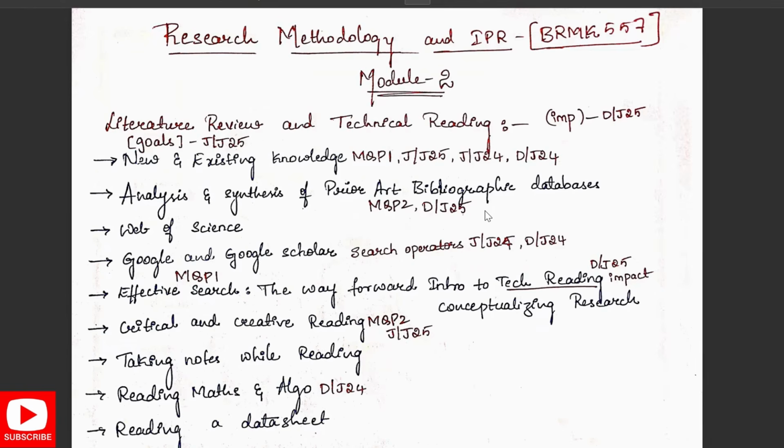This video is for 5th semester's Research Methodology and IPR subject, code BRMK557. This is common to all the branches, and we will be starting now with module 2, module 2 part 1 video. These notes are prepared based on the syllabus along with the repeated questions collected from the model question papers 1 and 2, and also the previous year question papers of December-Jan 2024 and June-July 2024. So all the important and repeated questions are arranged very systematically.